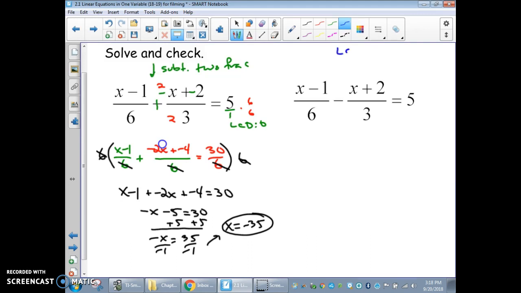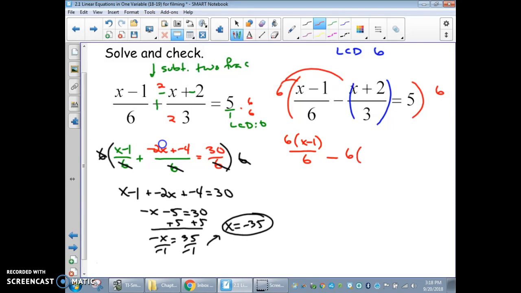In terms of taking the common denominator and multiplying right away, when we do that on both sides, I want you to think of the second fraction as the entire fraction being subtracted. So now, when we multiply by 6 on both sides, distributing 6 to the first fraction, we have 6 times the quantity x minus 1 over 6. And then we would have minus 6 times the quantity x plus 2 over 3.